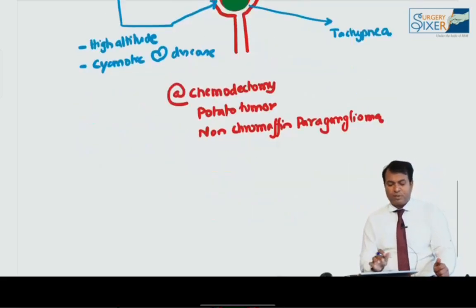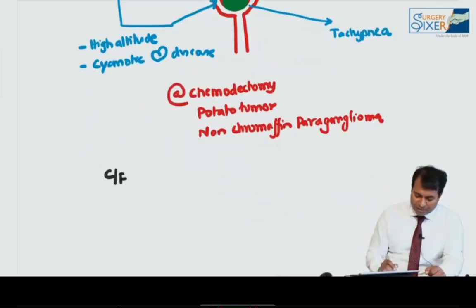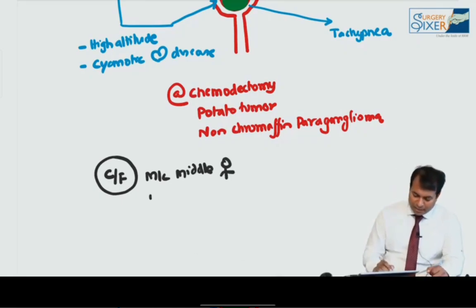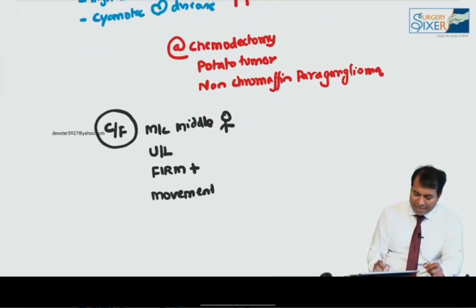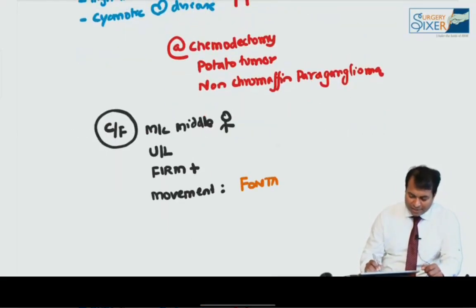So these are the various names of carotid body tumor. Regarding the clinical features, it is most common in middle-aged females. It is usually unilateral in nature. It has a firm, potato-like consistency, and on movement there is a sign. What is the name of that sign? That sign is known as Fontaine sign.